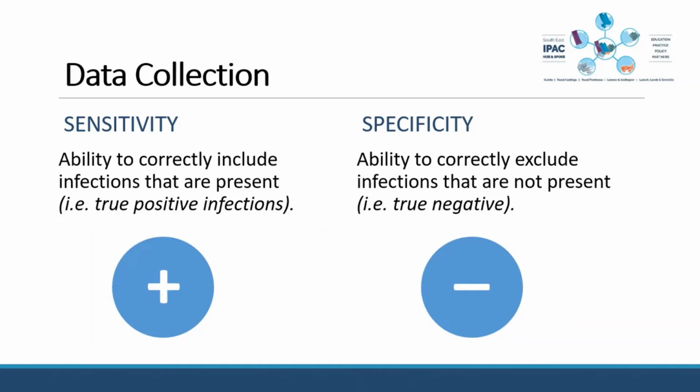What is specificity? It's the ability to properly exclude infections that are not present, those that are truly negative. A relatively high specificity is preferred to minimize the time spent confirming an infection. Let's move on to the next step.